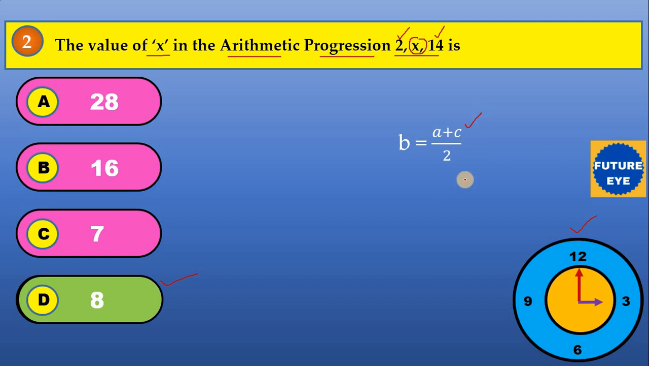Let us substitute the values, children. So, A value is 2, C value is 14. So, B is x. I have substituted the values. Now, add 2 to 14, we get 16. Now, let's simplify this. 2 ones are 2 and 2 eights are 16. Therefore, the answer is 8. That is option B.